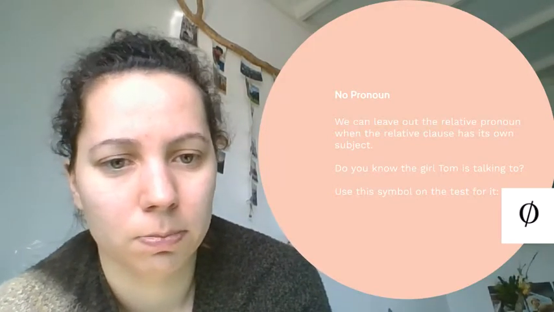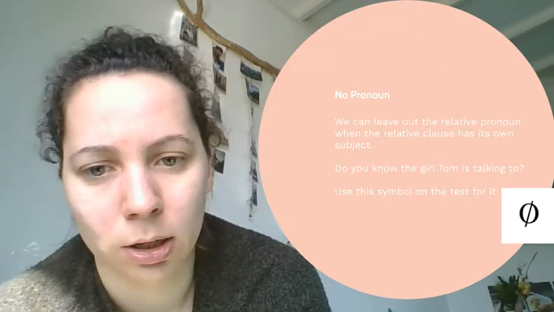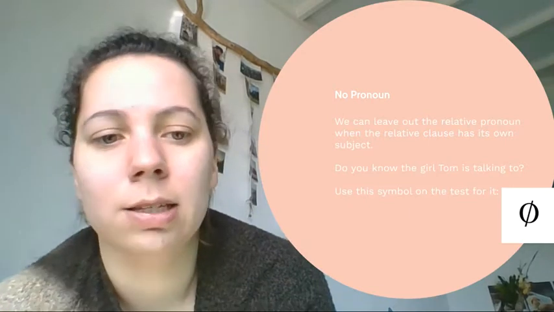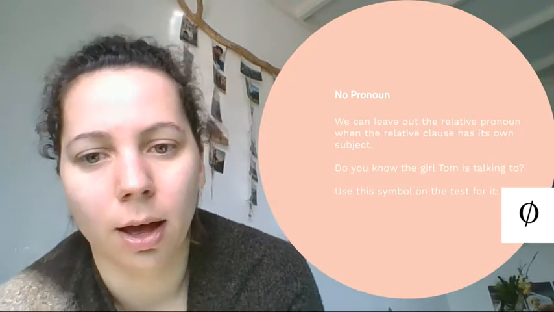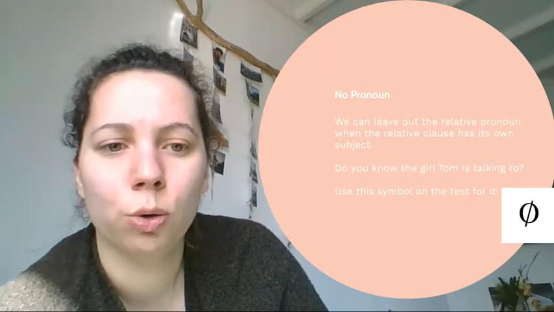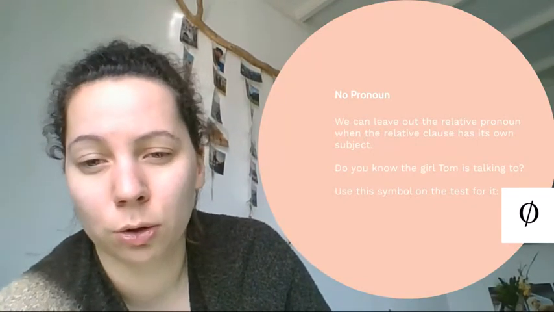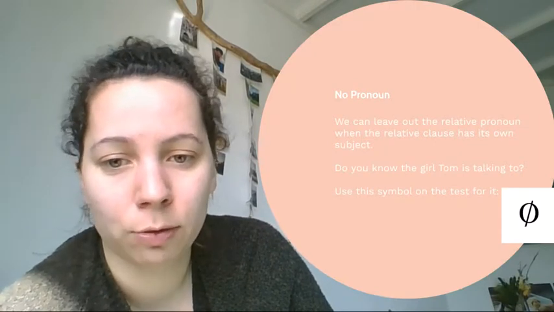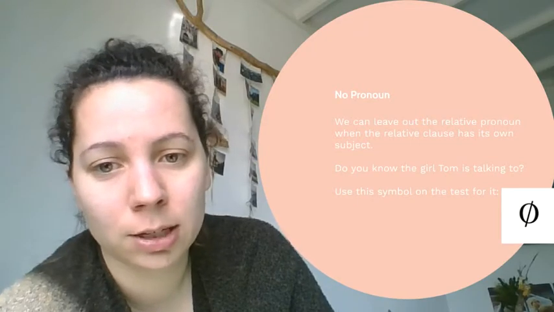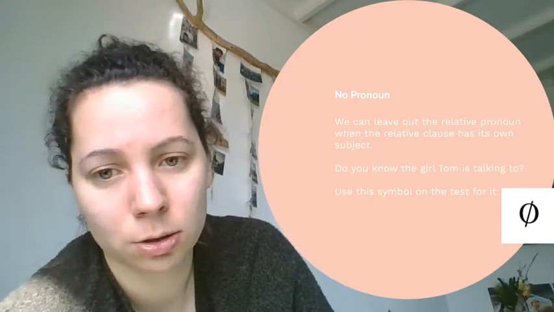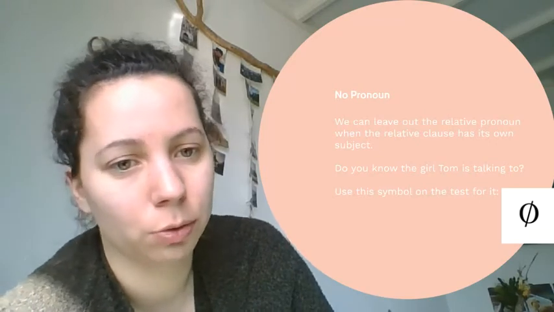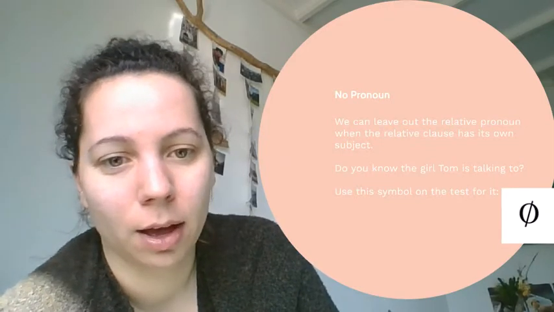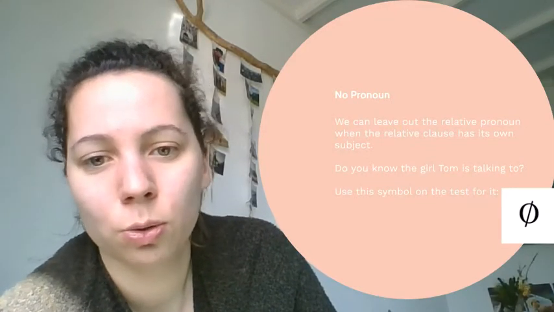Now let's have a look at a sentence first. Do you know the girl Tom is talking to? There is some extra information about the girl. It's not just any girl, it's a specific girl that Tom is talking to. We could have said, do you know the girl who Tom is talking to? There's also no comma, so we could also have said, do you know the girl that Tom is talking to? Both of these options are perfectly correct. But because the extra information "Tom is talking to" has its own subject, heeft een eigen onderwerp, Tom, we can also leave out the relative pronoun. So, do you know the girl Tom is talking to is also a correct option.